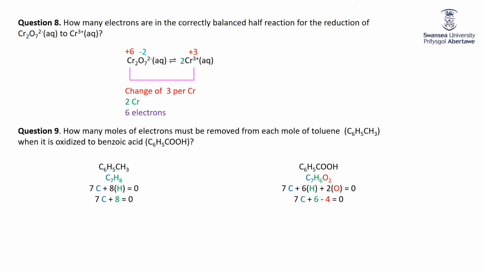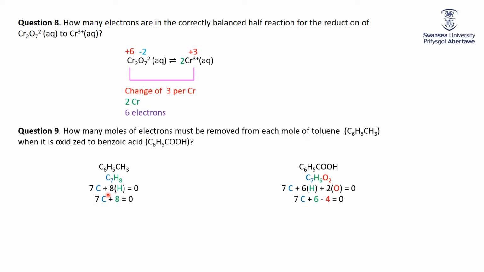Throw in what is just about always the case when it comes to organic, and that is the hydrogens are +1 each, and the oxygens are -2 each. Now when you look at this, you could go ahead and say, all right, so the carbon oxidation number in this one is going to be -8/7, and the carbon oxidation number in this one is going to be -2/7, but that's not actually necessary, because what we're looking for is how many moles of electrons must be removed from each mole of toluene.